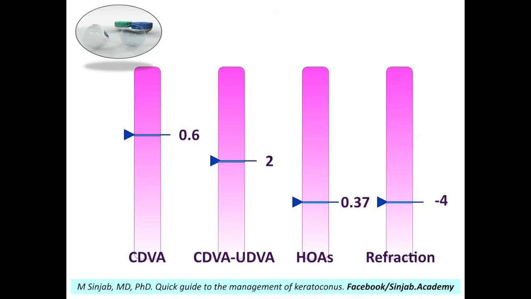Coming to contact lenses, when visual acuity is less than 0.6, using contact lenses is better than using glasses. And when the difference between the corrected and uncorrected is less than 2 lines, using contact lenses is reasonable. Also, when the high order aberrations are high and when the refraction is high, using contact lenses is reasonable. So in other words, contact lenses can be used where glasses cannot be.